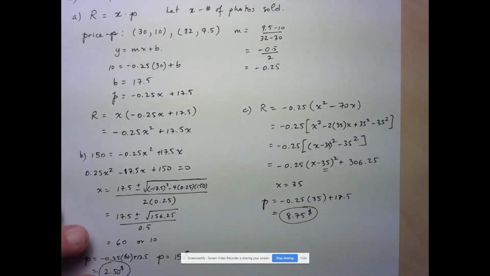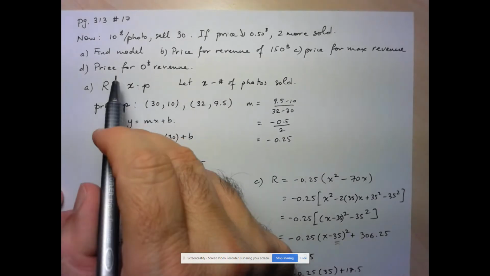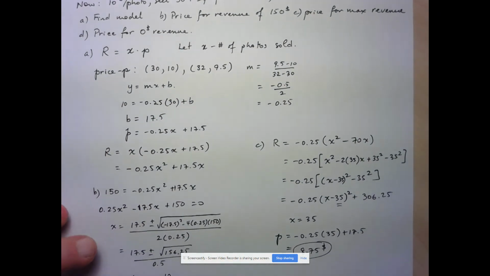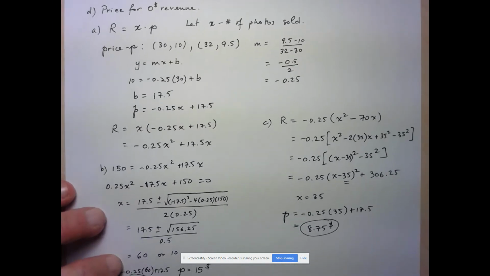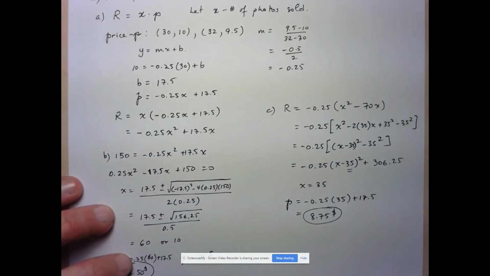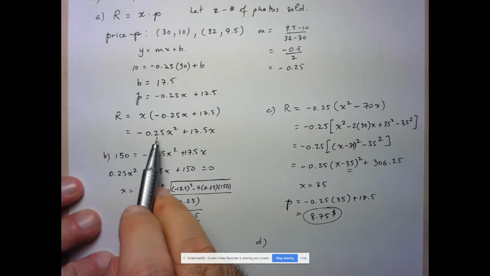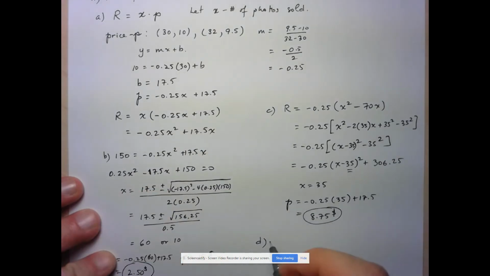All right. So now the last part is what's going to give me zero revenue. Well, I can think of one answer that should be obvious. If I don't sell anything, I shouldn't make any revenue. So let's see if that works here. So part D. Now I'm going to take my revenue function, but I'm going to replace R with 0. Okay.